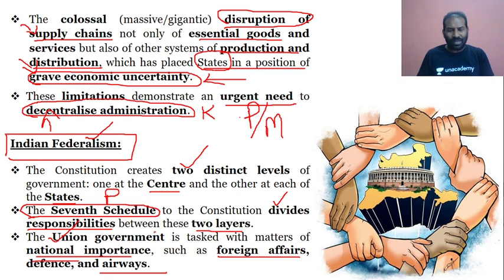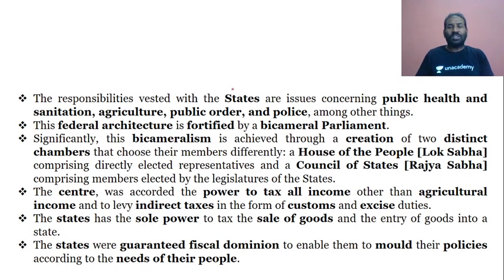Now the pandemic situation is also of national importance. Please do understand. Thereby the COVID-19 pandemic also falls under the ambit of the union government, such as foreign affairs, defense, airways. And when we look at the responsibilities vested with the states, they are issues like public health, because health is a state subject, and not only public health but also sanitation, agriculture, public order and police. All these are vested with the state government.